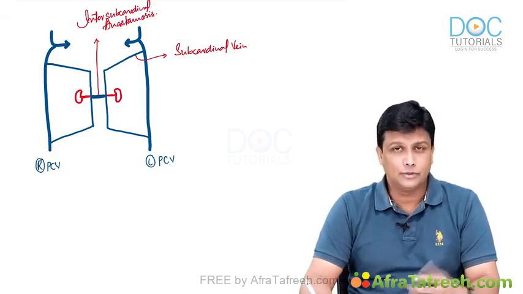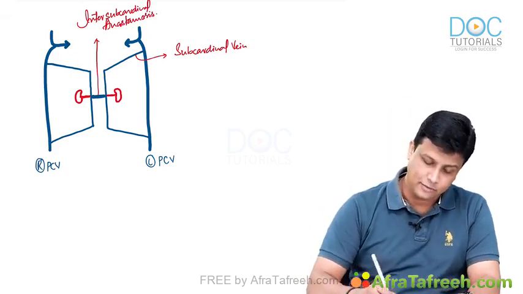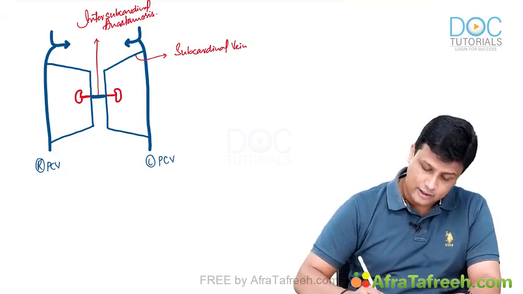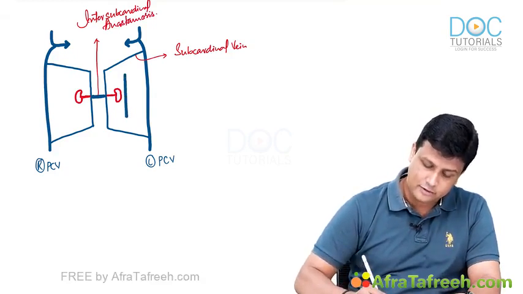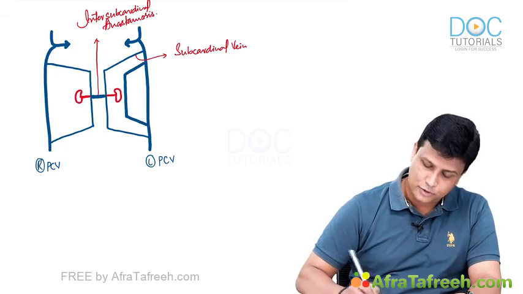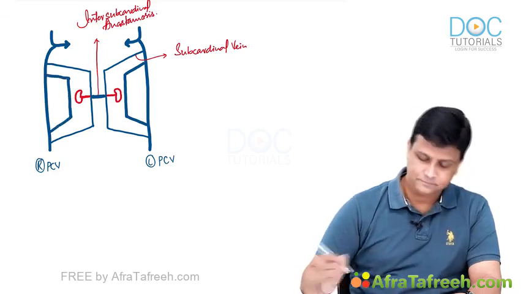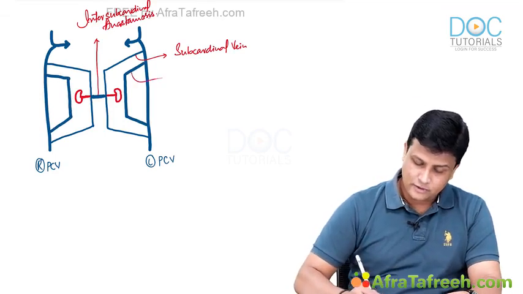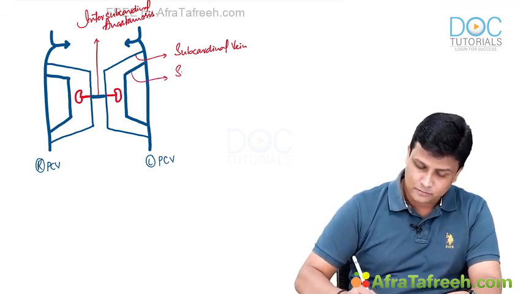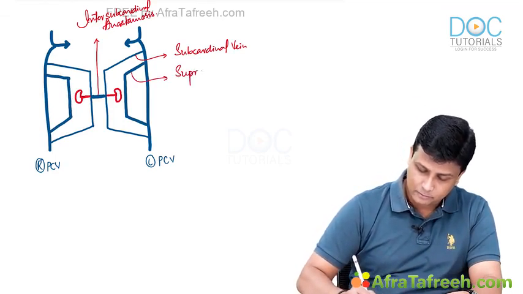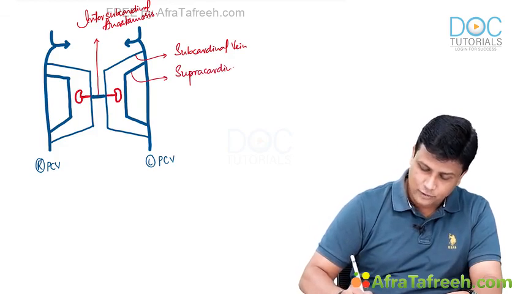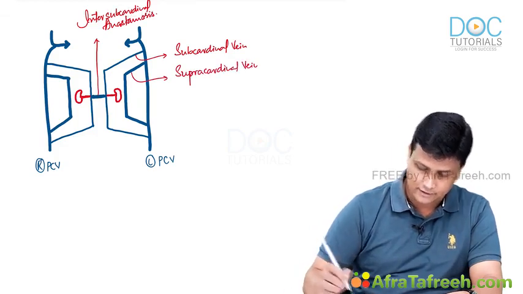Obviously this is all happening on the posterior abdominal wall. One more set of veins is formed here, the supracardinal vein, and even that supracardinal vein is connected with your posterior cardinal vein, guys, in this manner. So this vein here will be the supracardinal vein. First I want you all to learn the names of all these veins here, guys.